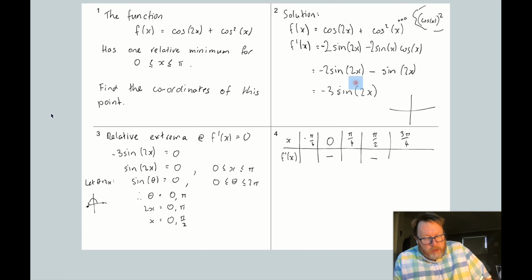So the sine of a negative angle is going to be negative. Negative times a negative is a positive. A positive value for f dash of x means it's going to be going upwards. F of x is going to be going up. Pi on 4, that's going to be 2 times pi on 4, which is a pi on 2. So that's going to be 1. So that's going to be multiplied by -3, which makes it negative. So it's going to go down.